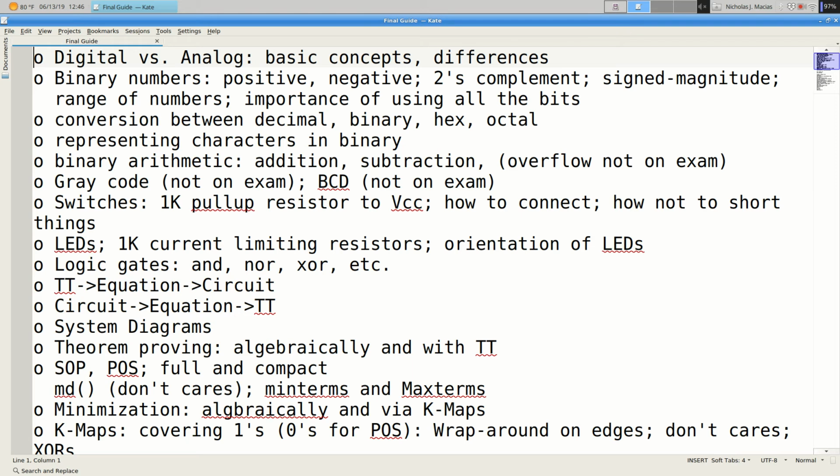Logic gates: AND/OR, NAND/NOR, XOR, XNOR, inverters, right? We've been doing those. You did those in 120. And we usually just write two things next to each other, maybe with a little dot in the middle, or we use a plus sign, right?